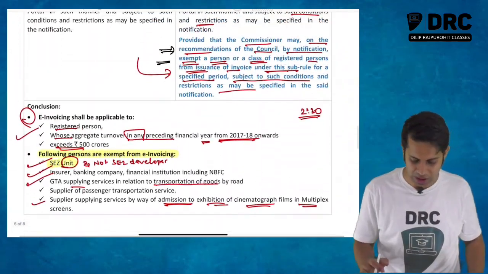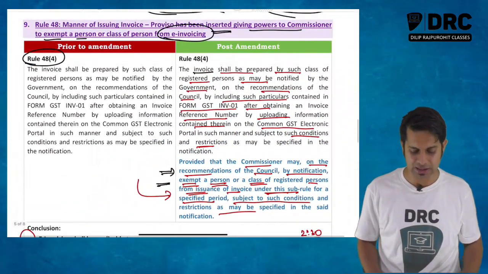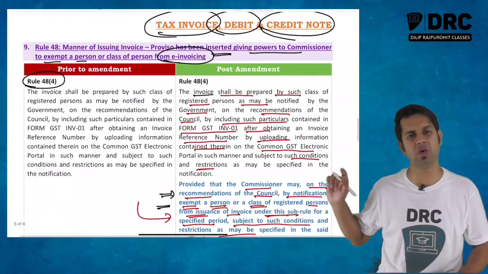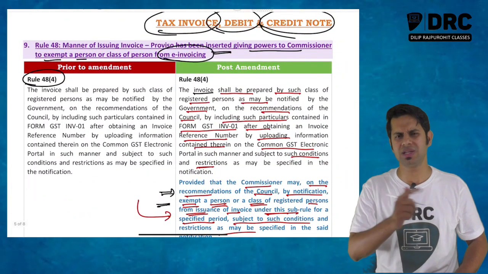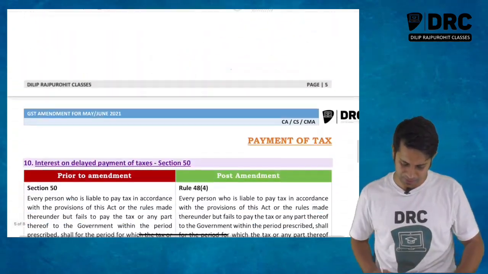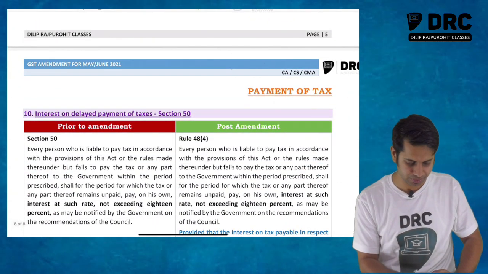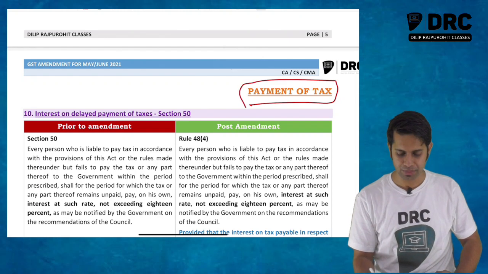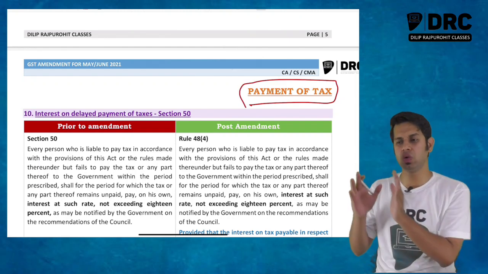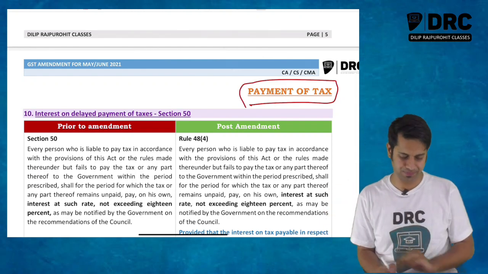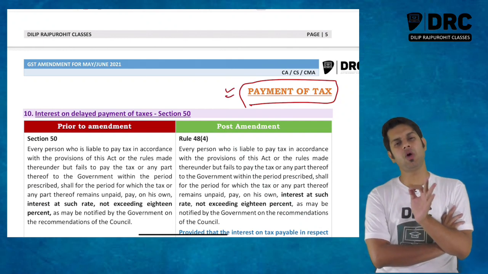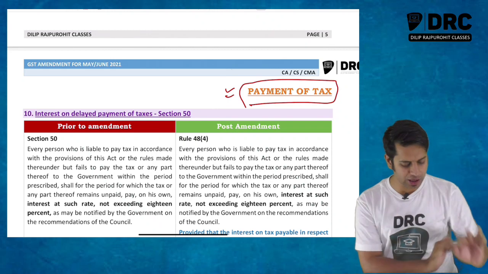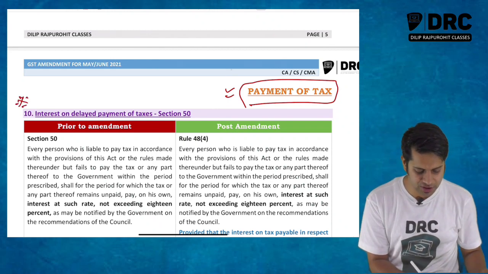Now, this is all about the payment of taxes. Some changes were made to tax invoice, debit note, credit note during the previous attempt also, which you can definitely refer to in your previous video. So these are the changes which are exclusively made for this attempt only. What is the next change, sir? Payment of tax. Payment of tax, a beautiful and important change which has been made.